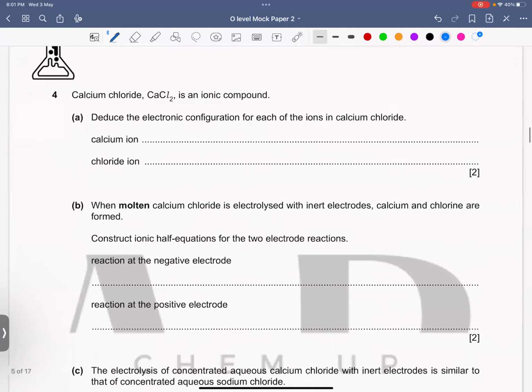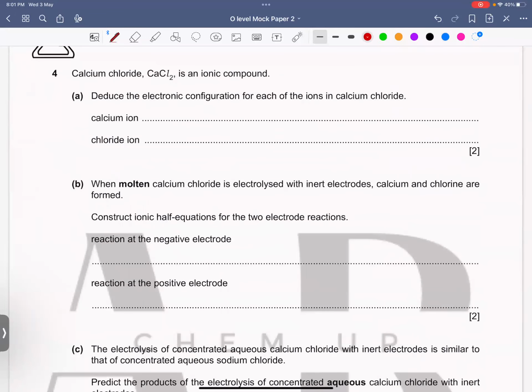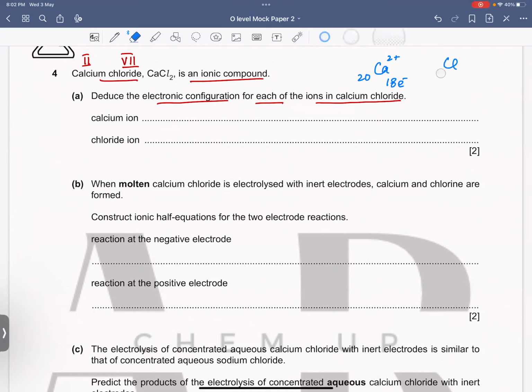Okay. Now question number 4. Calcium chloride is an ionic compound. Deduce the electronic configuration of each of the ions in calcium chloride. So if you look in the periodic table, calcium is from group 2 and chlorine is from group 7. So if calcium is in group 2, then calcium must have a 2 positive charge and its atomic number is 20. So it means there are 18 electrons because 2 positive charge shows that it has 2 electrons less.